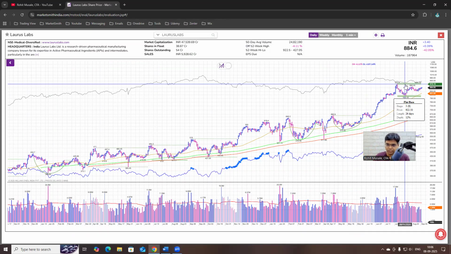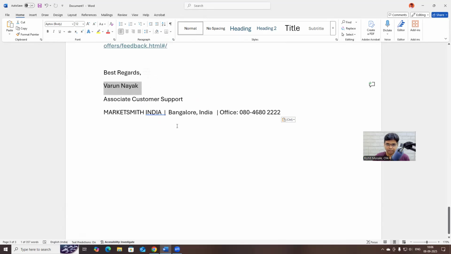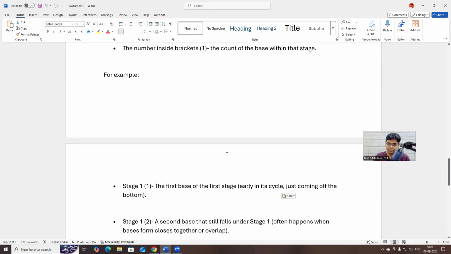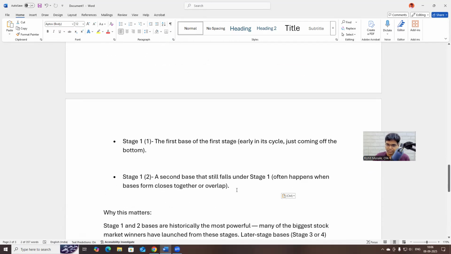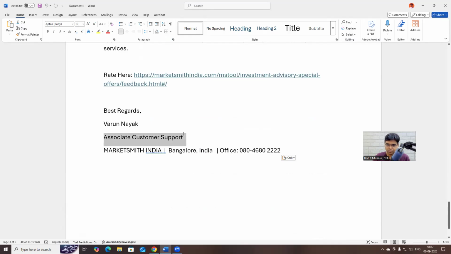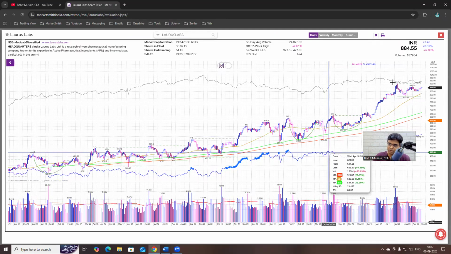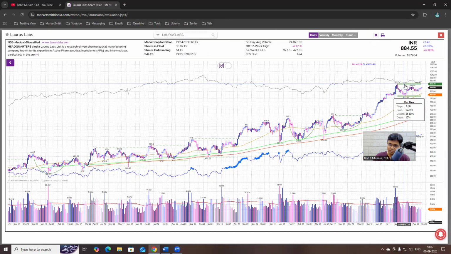It's not fully correct. So the person who sent me the email, Varun Nayak, probably does not have full understanding of what he's mentioning in the email. We need a more technical person to answer this query. Maybe he is representing the customer support team, but we need a more technical trader within the MarketSmith India team to answer this query. Okay. So if this argument is correct, then how come here it is showing stage 3, 8? It should show, say, stage number 3 bracket 1 because it is the first base within stage 3.